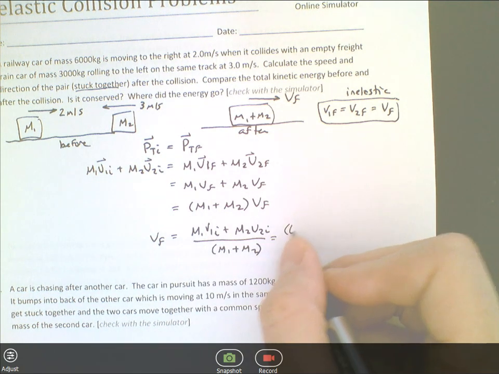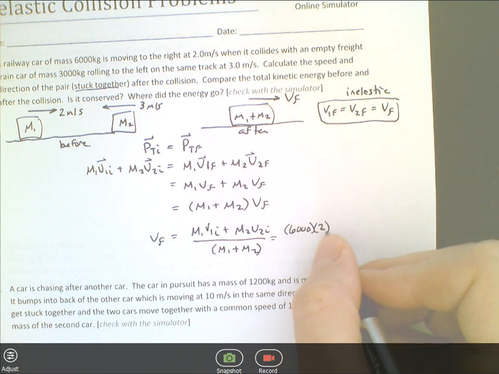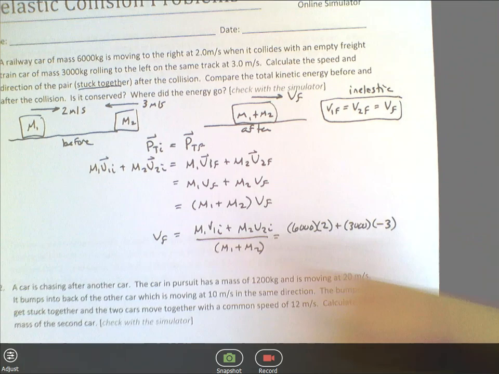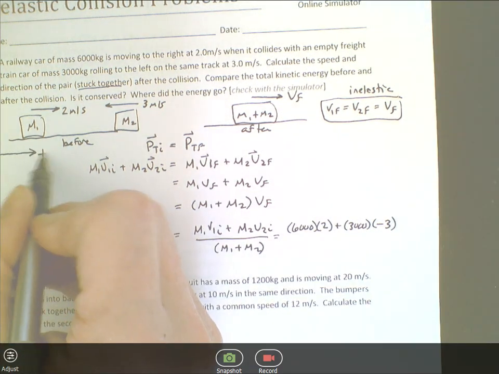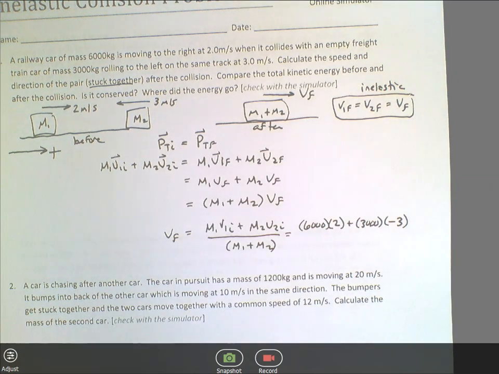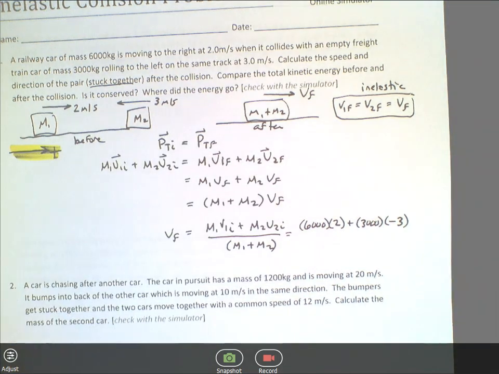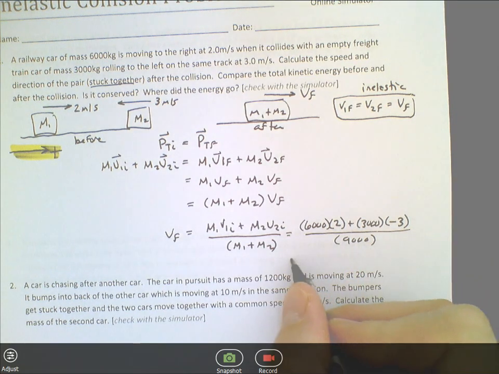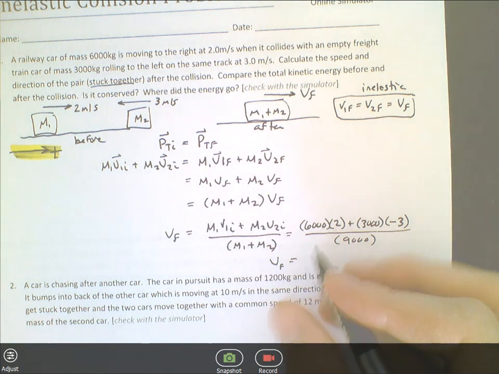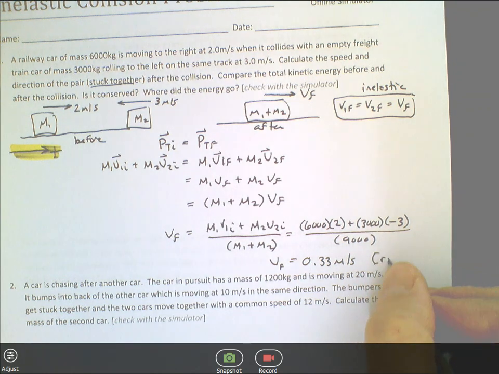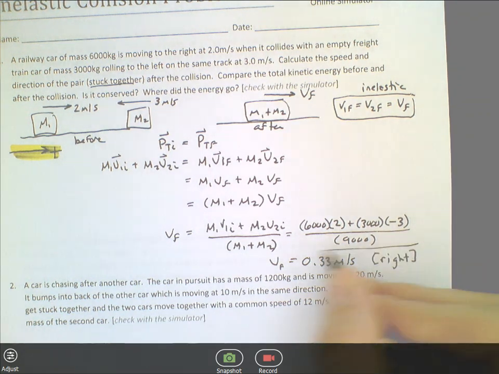So it was 6,000 times 2 plus 3,000 times negative 3. Oh, it's important up here: pick a direction to be positive. That's really important that we have a direction to be positive. Oh, I just smudged it. So that's why that's negative 3. And then the total mass is 9,000. Plug that in our calculator and we get 0.33 meters per second. Of course, since it's positive, that's to the right.